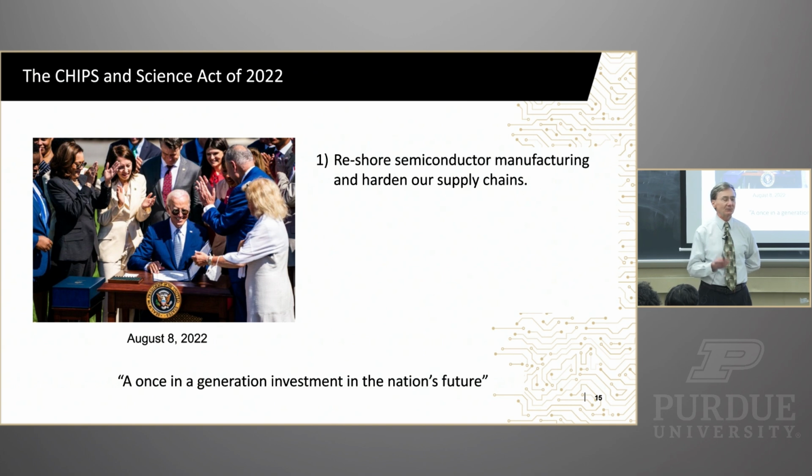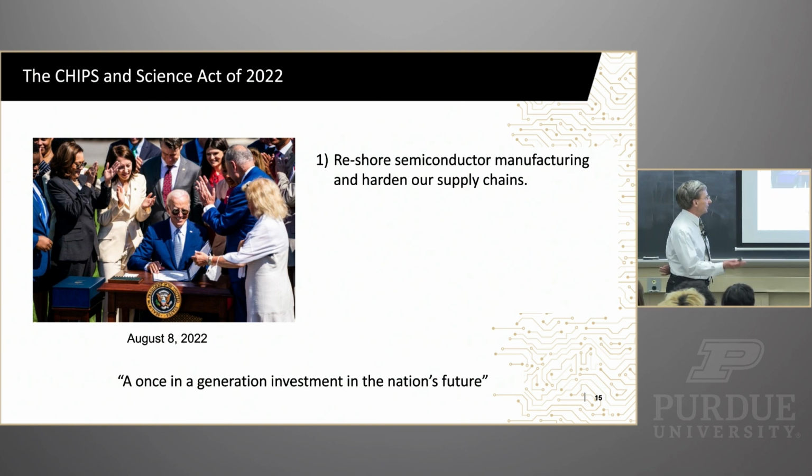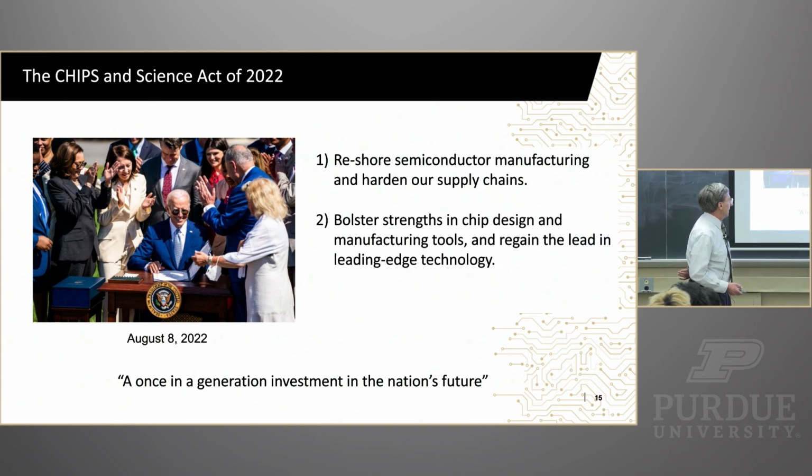So it became apparent that the supply chain was really impacted by the pandemic, but more in general by any kind of fluctuation. The CHIPS Act is intended to reshore, or bring back into the US, semiconductor manufacturing and make our supply chains more resilient to these kinds of things. It was intended to bolster strength in chip design and manufacturing tools, and to regain some edges in competitive technologies that the US had kind of lost.